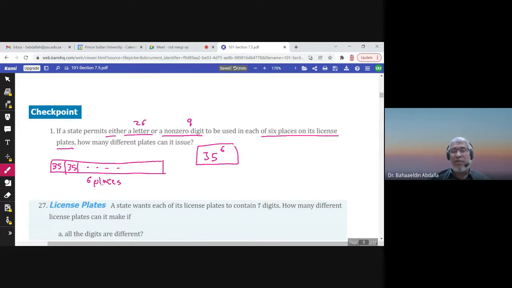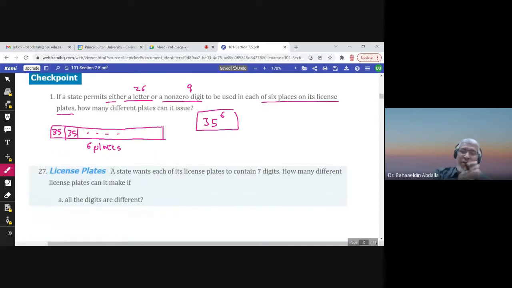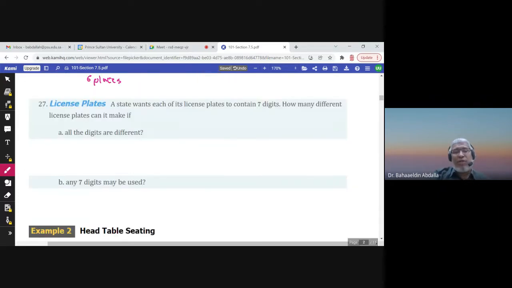This is the fundamental counting principle. You multiply because I need the 6 places. This place, then this place, then this place, then this place. So 35, the number of ways that each place can occur, and you multiply all of them together. That's the fundamental counting principle.